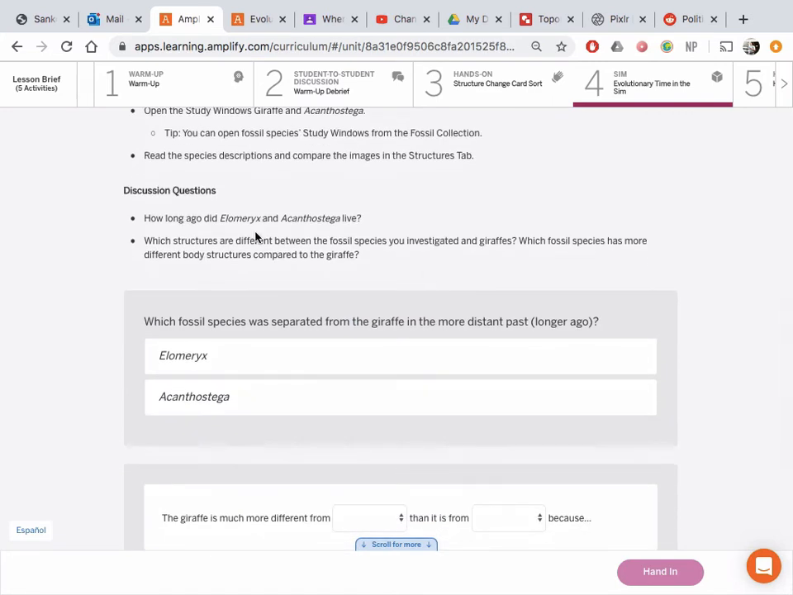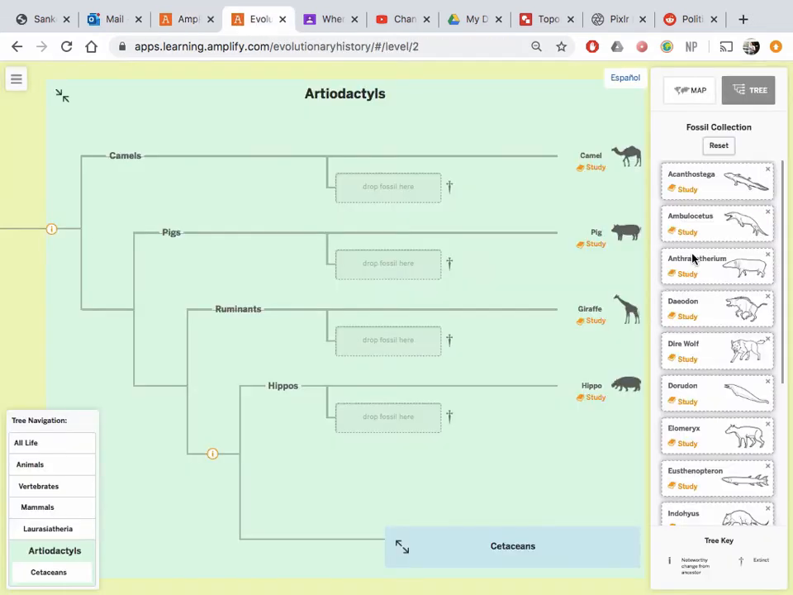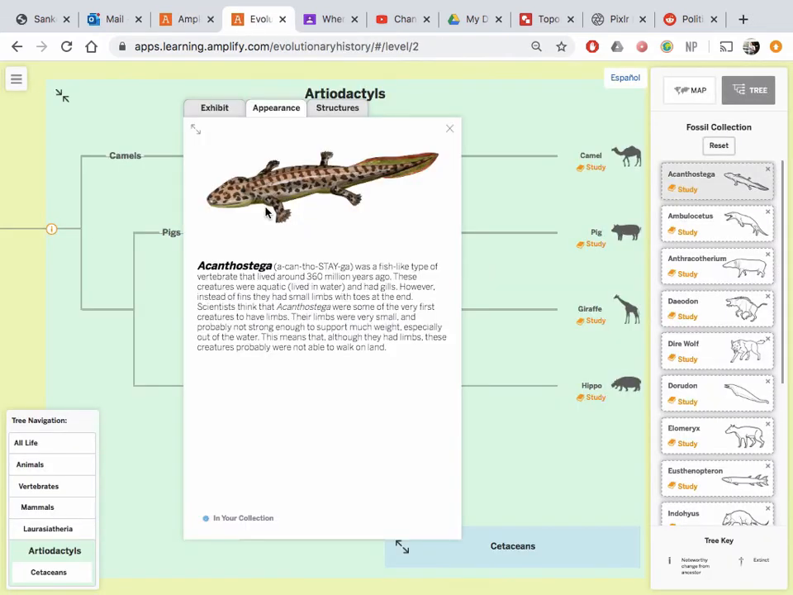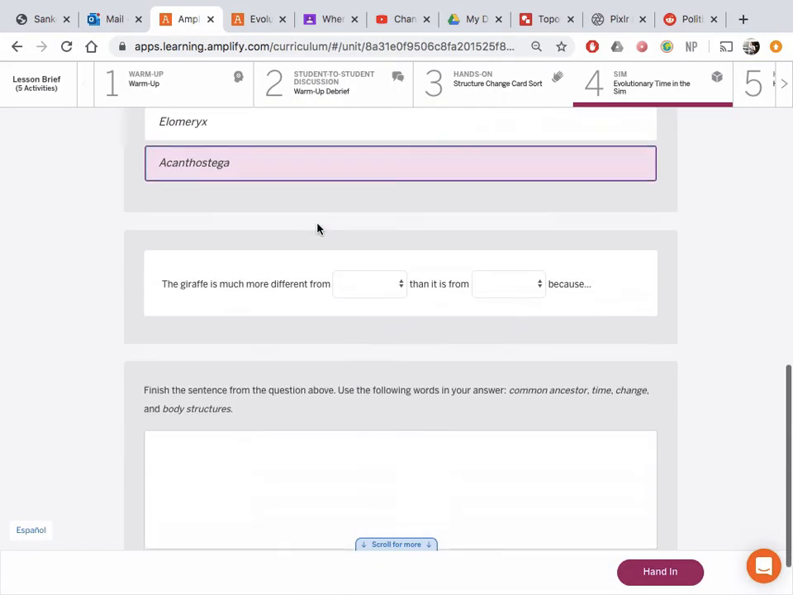So, first question. Which fossil species was separated from the giraffe in the more distant past, longer ago? What do you think? Elomeryx or Acanthostega? Which one seems further away from the giraffe? That's right, Acanthostega. I mean, it's not even on land. It lives in water. So Acanthostega is older.